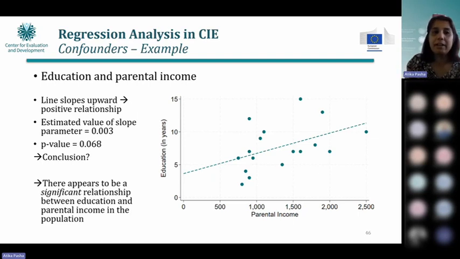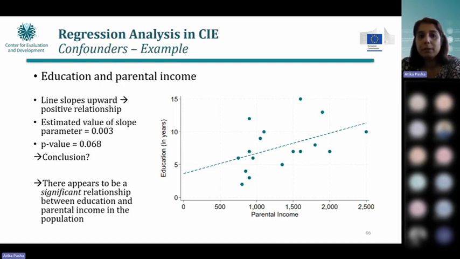And here, the estimated value of the parameter, or the slope, is 0.003, which means that for every unit increase in your parental income, your years of education increase by 0.003. So a very minimal increase. But if, for example, your parental income were to increase by 1,000, you have to multiply this by 1,000, and your years of education would increase by 3, right? So it's actually not such a small effect. It looks small here, but technically a 1,000 unit increase in your parents' income is actually a 3-year increase in your own education.